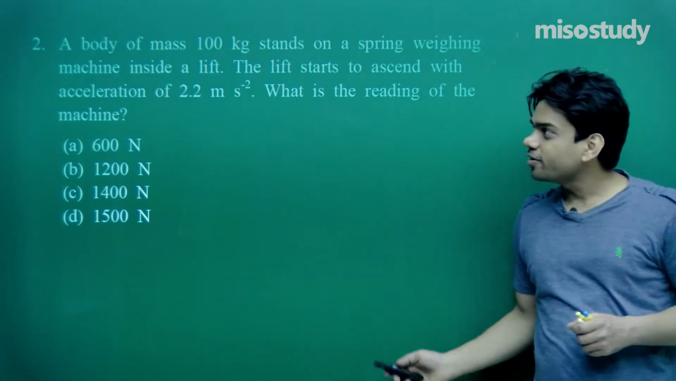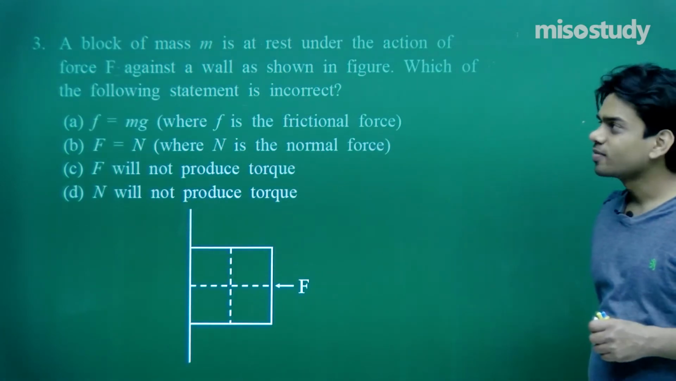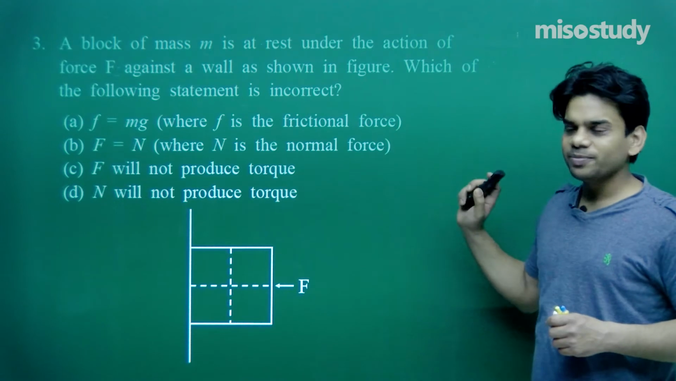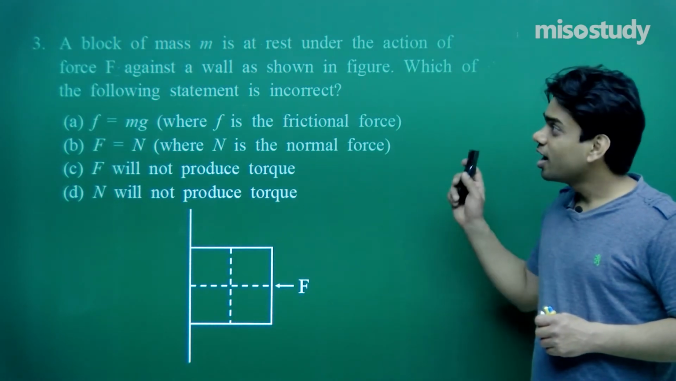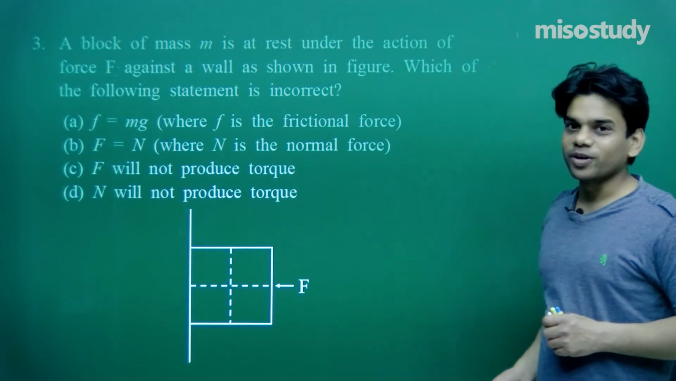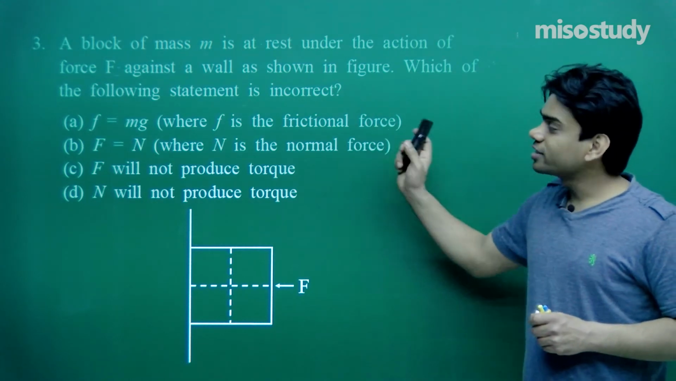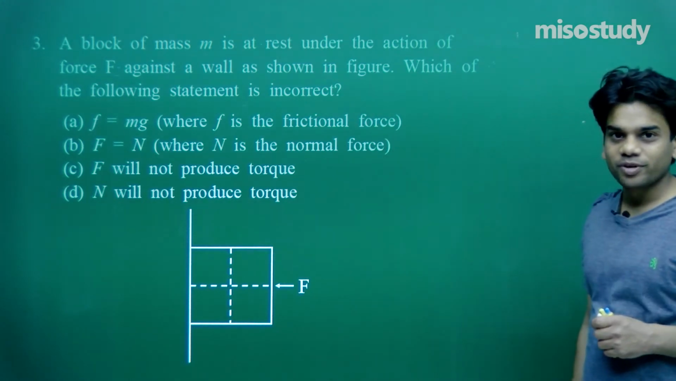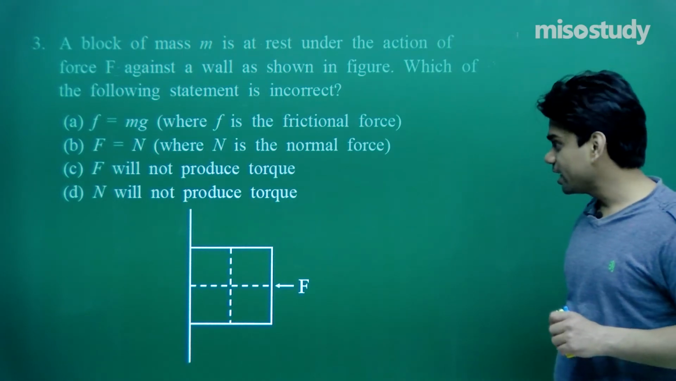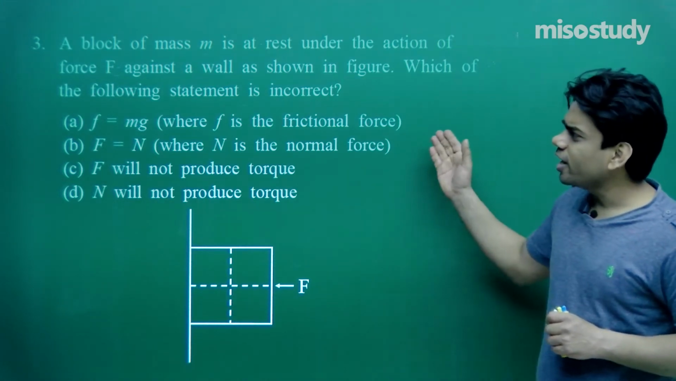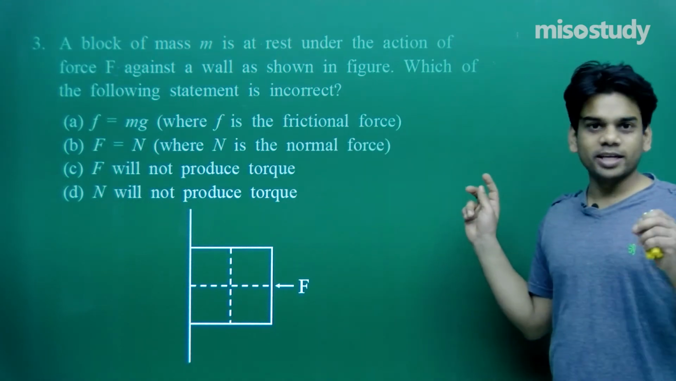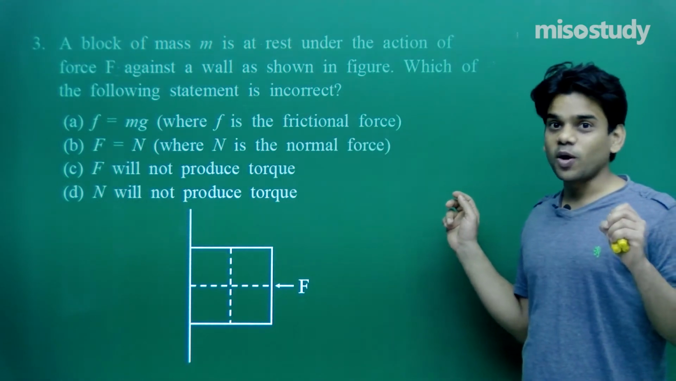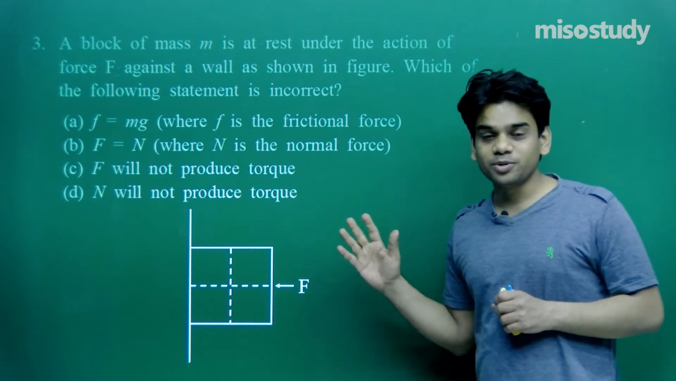Next question of the day, we have question number 3. A block of mass small m is at rest under the action of force capital F against a wall, as shown in the figure. Which of the following statements is incorrect? Option A: small f is equal to mg, where f is the frictional force. So see here, the frictional force, small f, is given as mg.